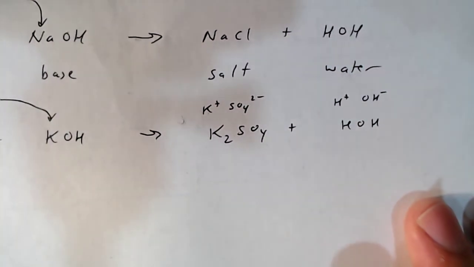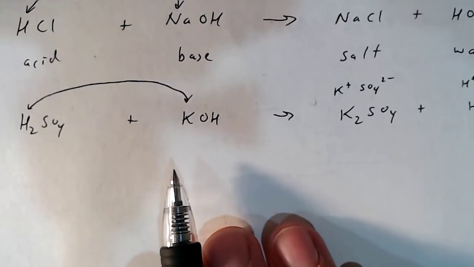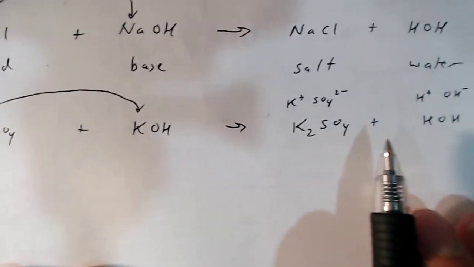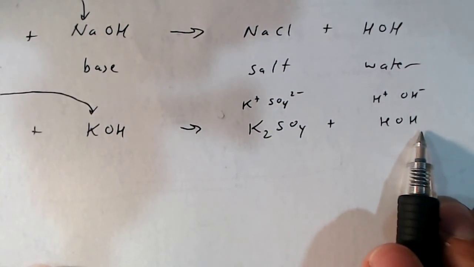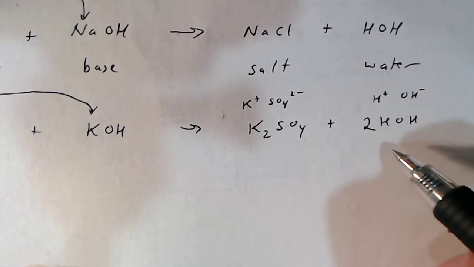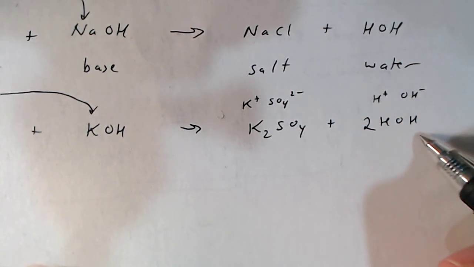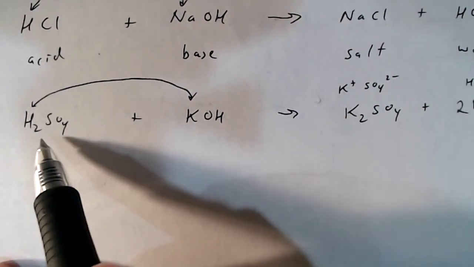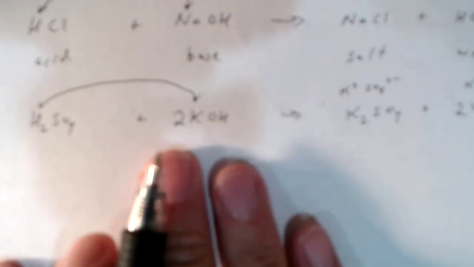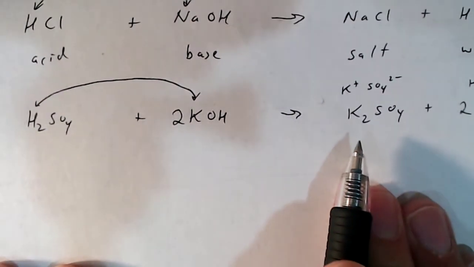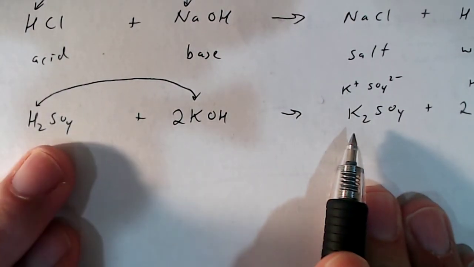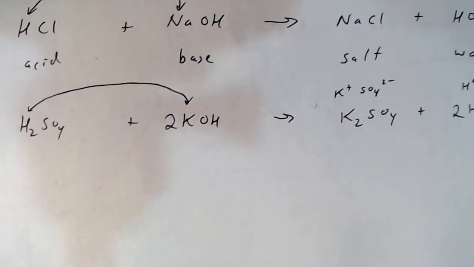And then to balance, over here we have 2 H's, and over here we only have one of these H's and one OH. And so put a 2 in front. Now we have 2 H's and 2 OH's. Now here we have 2 H's and only one OH, so put a 2 in front. Now we have 2 OH's. We have 2 K's, we have 2 K's, we have 1 SO4, we have 1 SO4, we're balanced.